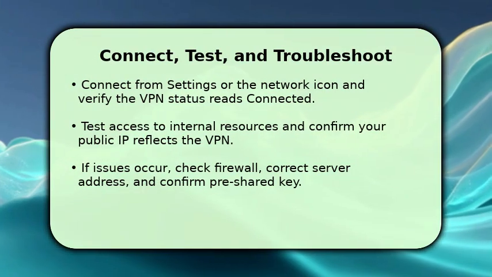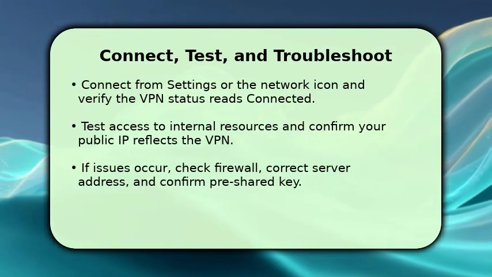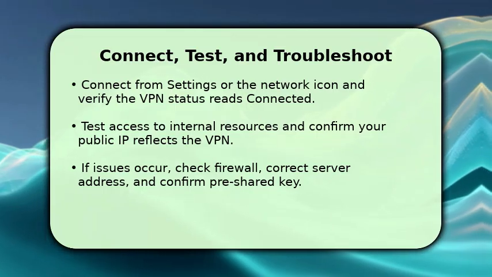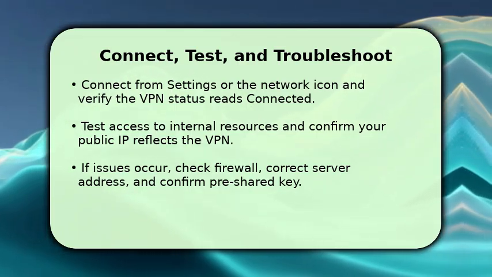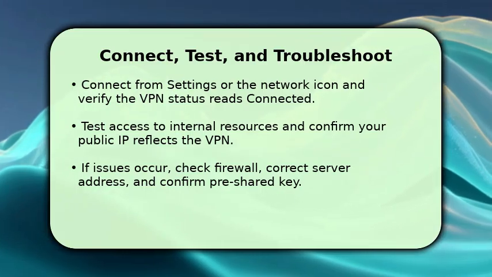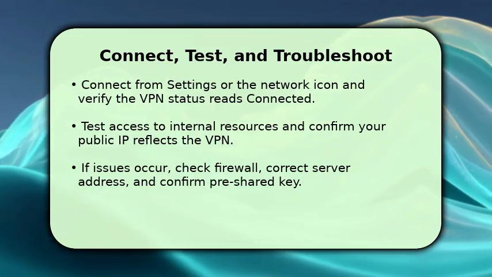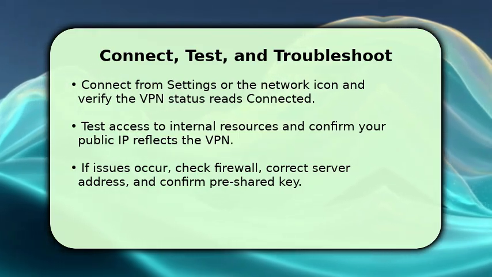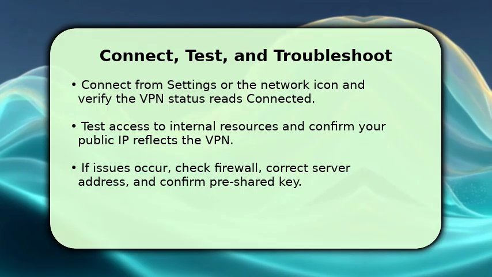Click the network icon on the taskbar or open Settings VPN to select your new connection and choose Connect. Wait until the status changes to Connected and then test access to internal resources like file shares or intranet pages. Verify your public IP reflects the VPN by using a trusted IP check site to confirm tunneling.